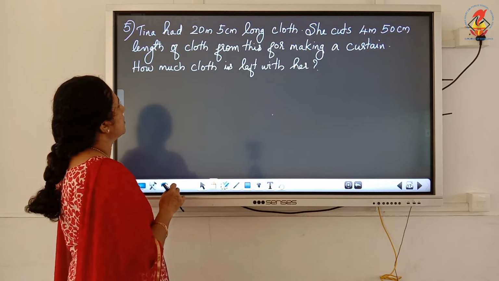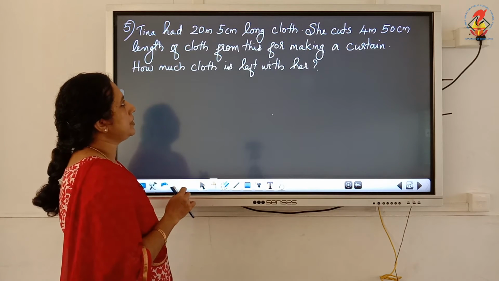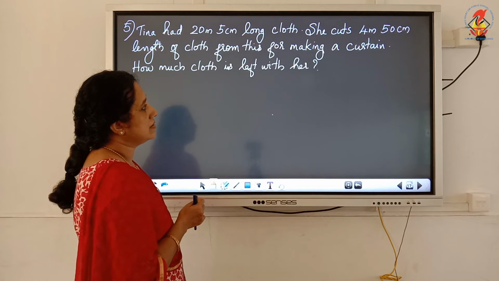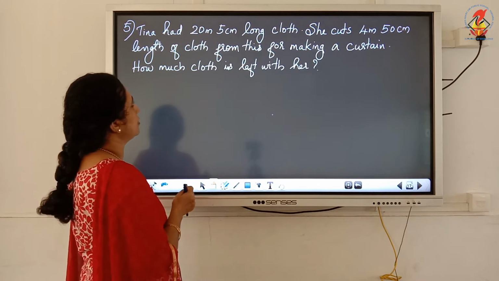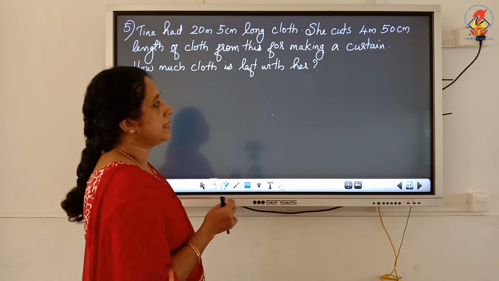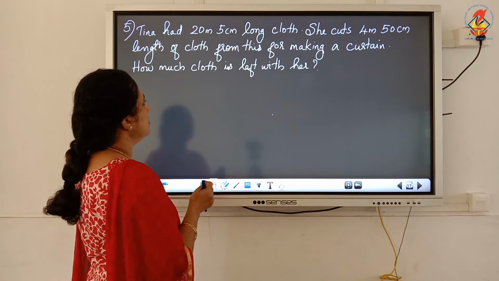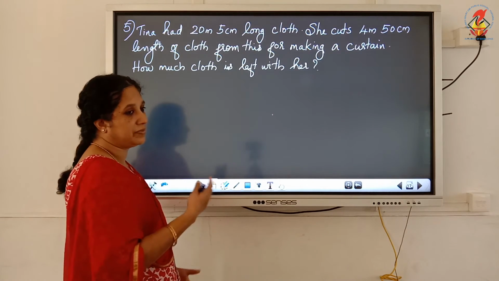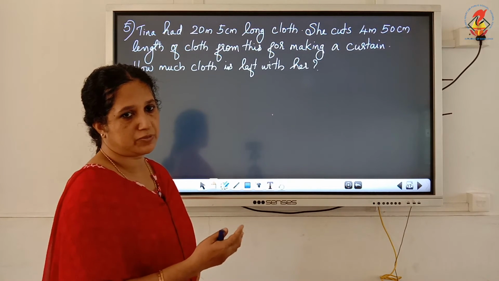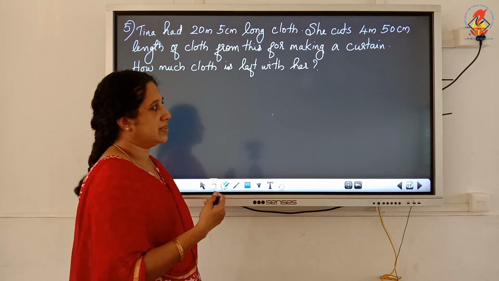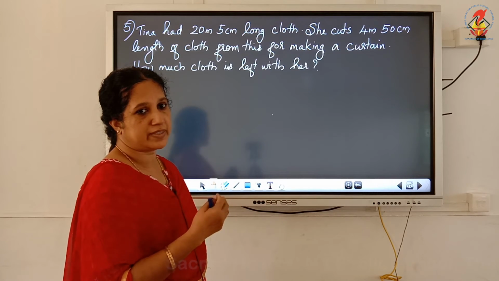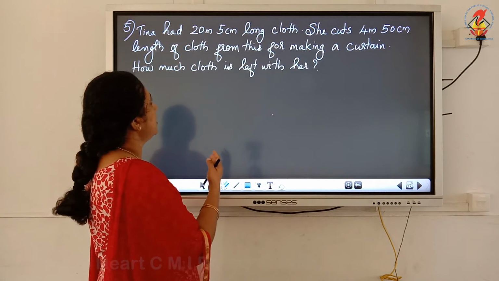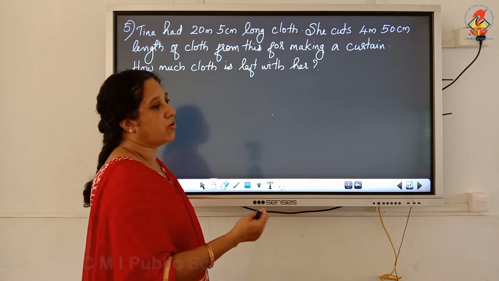Next question. Tina had 20 meters 5 centimeter long cloth. She cuts 4 meter 50 centimeter length of cloth from this for making a curtain. How much cloth is left with her? So we have to find out the balance. Okay, so what we have to do? Whether it is addition or subtraction? Subtraction.